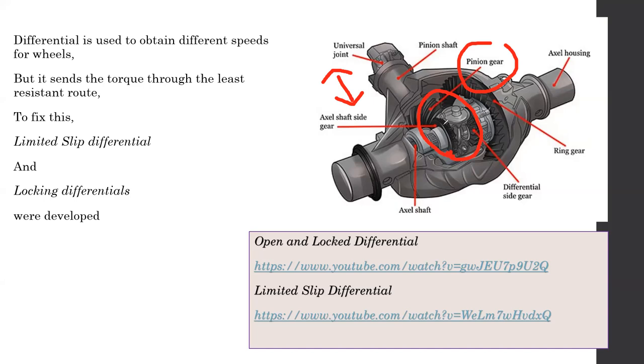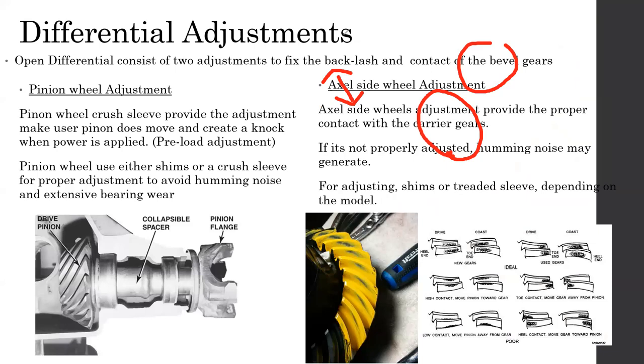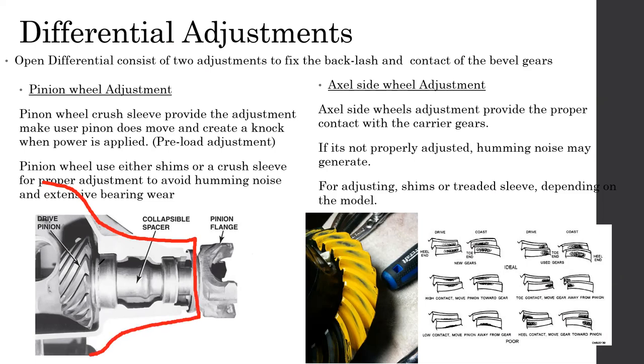So the adjustments: we have the pinion wheel adjustment, and we have the axle side wheel adjustment. For the pinion wheel adjustment, what we do is adjust the preload. We have something called a spacer between the pinion and the yoke, where your universal joint is joining. Between these two, there is a space. This is where the housing is. Let me just draw the housing. So your differential housing is going like that, right? Inside this housing, you have this collapsible spacer. Just assume this is a spacer.